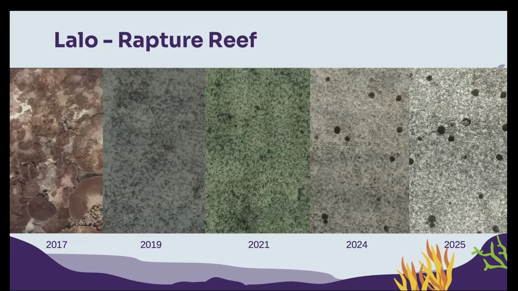So Rapture Reef is a clear example of how quickly a reef can transition from a thriving coral community to a completely different ecosystem. This is why long-term mapping is so important. It gives us a way to quantify and visualize these changes over time.